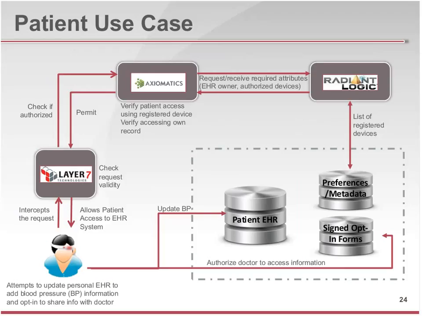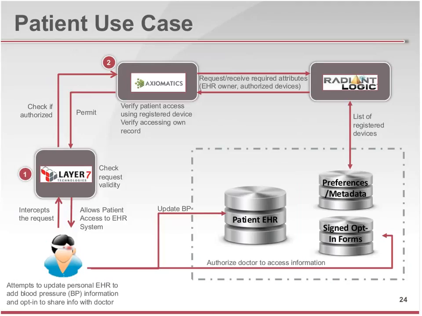Okay, so in this case, we'll walk through. The patient is attempting to access their own personal record. Layer 7 will intercept that. It checks the validity of the request. It looks at the underlying protocols and security of those protocols. And it's making a request to Axiomatics to permit or deny this action.